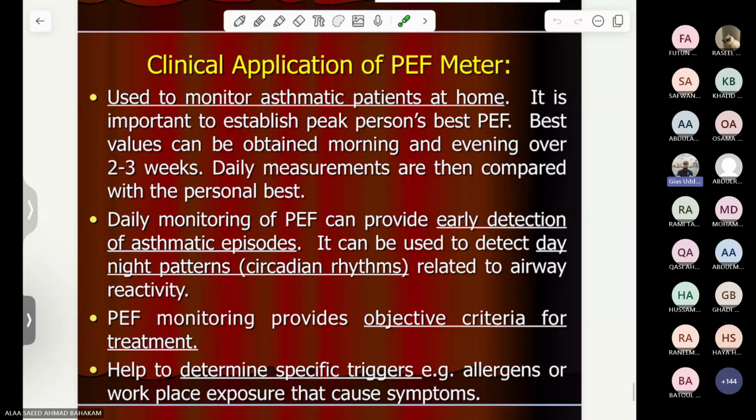Okay. So it will provide objective criteria for the treatment. With this we can increase or decrease the dose of the bronchodilators, and it can also help determine the specific trigger, like what kind of allergen or workplace exposure can cause the symptoms of asthma. Okay.